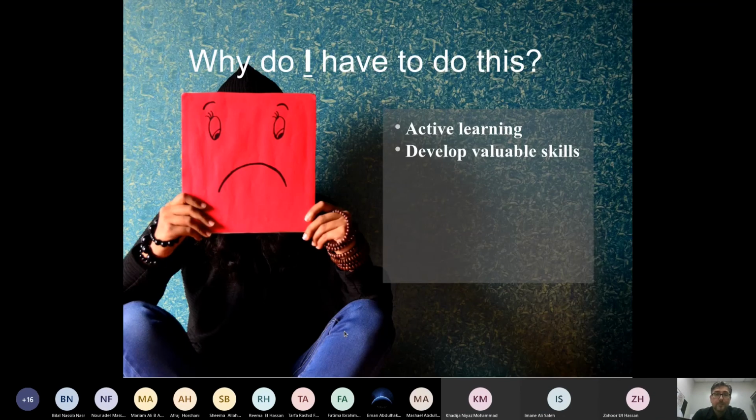So once again, the answer to why do I have to do this is, again, you're developing valuable skills, at least hopefully valuable skills. You're going to gain some confidence presenting information in front of people. Hopefully it's information that you are an expert on, so this will help you to feel a little bit more confident and comfortable with the material you're presenting. And again, it does have a lot to do with active learning.